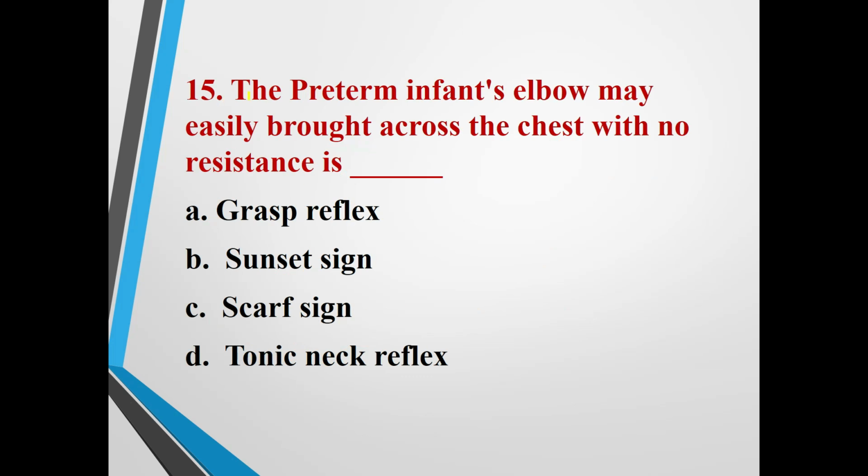Next question. The preterm infant's elbow may be easily brought across the chest with no resistance. Options: A, grasp reflex, B, sunset sign, C, scarf sign, D, tonic neck reflex. Answer is C, scarf sign.